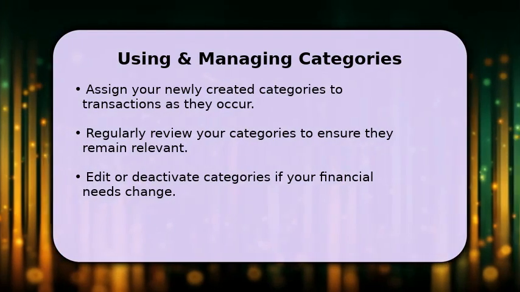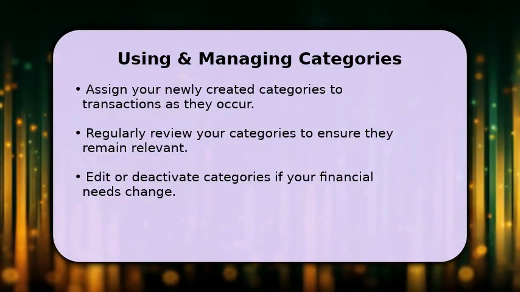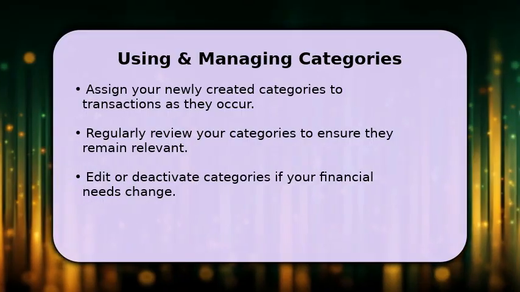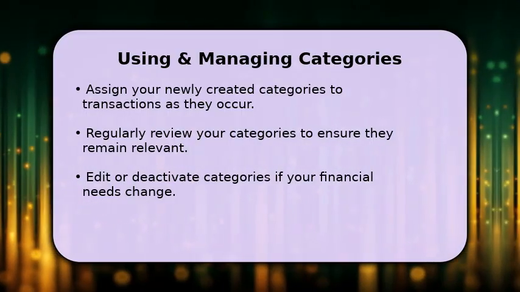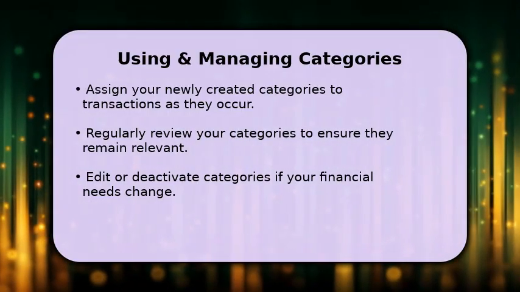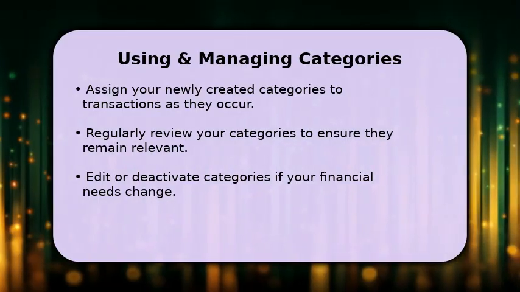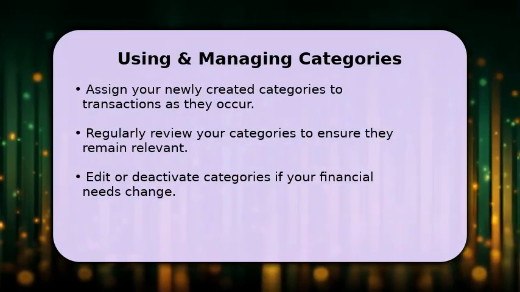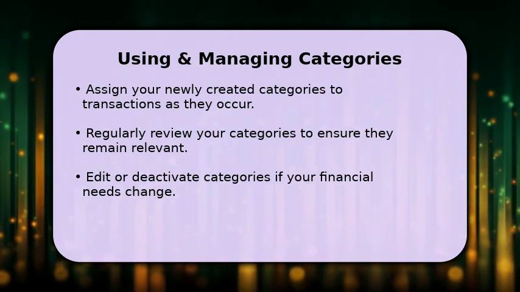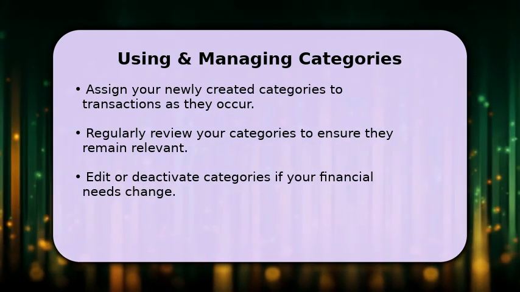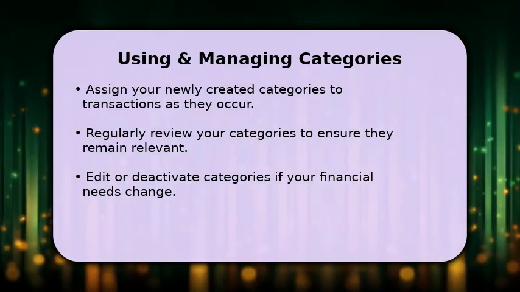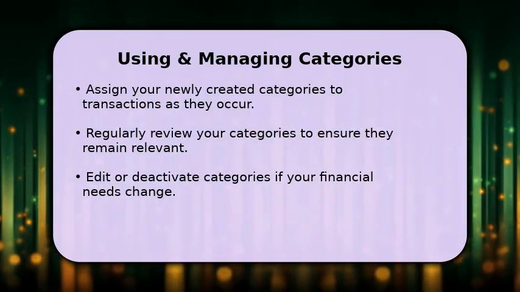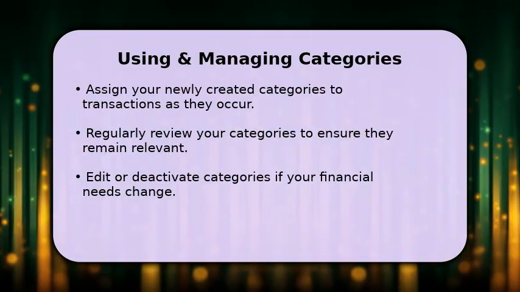Once your categories are set up, you can easily assign them to your transactions. As you enter or download transactions, simply select the relevant category from the drop-down menu. Regularly review your categories to ensure they still meet your financial tracking needs. You can always edit or deactivate categories if your spending habits or financial goals change. This ongoing management keeps your Quicken data accurate and useful.